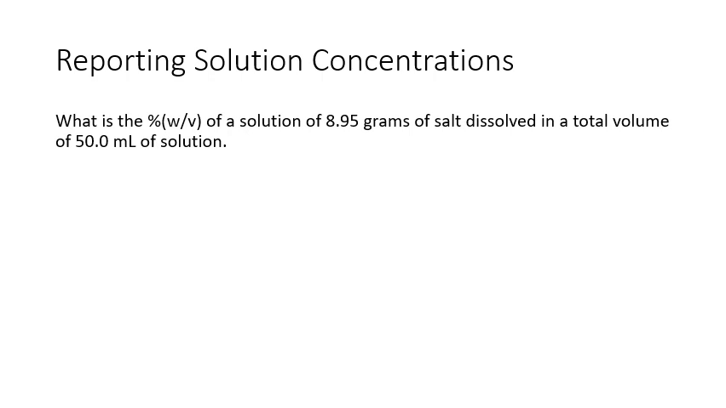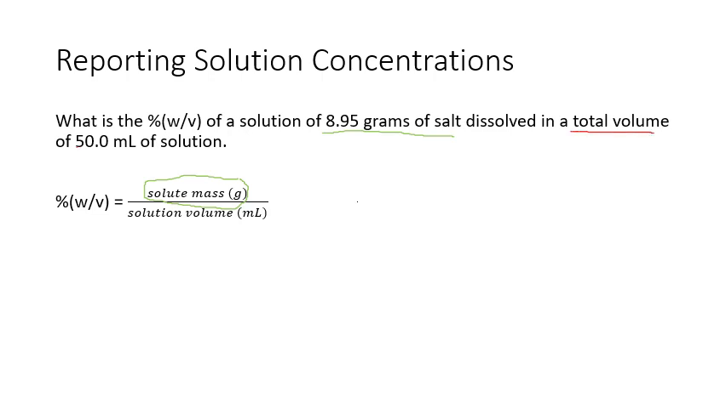So if you have a solid sample that you're dissolving in a liquid solvent to make a liquid solution, sometimes you may be reporting the mass per milliliter. And that's what this example is showing here, another way of reporting that concentration. So for this type of situation, you're reporting how many grams of solute are present in the total volume of the solution. So in our case here, we have 8.95 grams of solute, and we also have a total volume of 50 milliliters of solution.